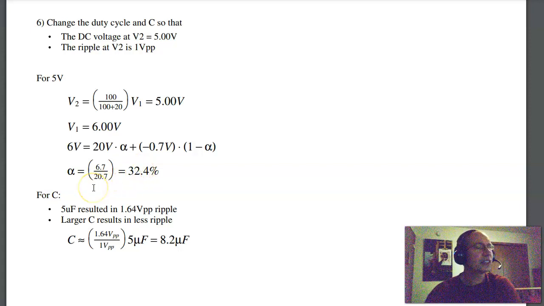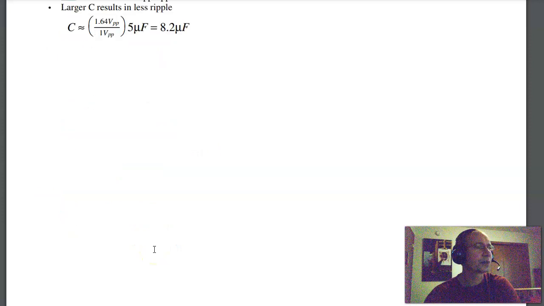And to find C, there are a couple of ways to do it. One is to use your 5 microfarads from the previous problem as a reference. 5 microfarads gives a 1.64 volt peak to peak ripple at V2. So to get a 0.5 volt ripple, I need the capacitor to be 64% larger, or 8.2 microfarads. That's one way to do it. There are others. The acid test is to throw it in Circuit Lab and see what you get.